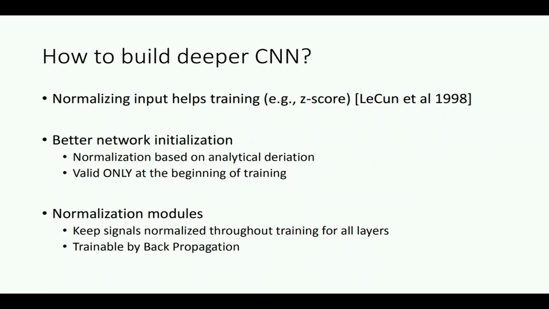For example, by normalizing the input. If you go to a classical machine learning class, people will say that if you normalize by doing a z-score or min-max normalization, it helps learning, right? And then there are two different approaches. One is called network initialization, which Anirudh asked about earlier in the class. And there are also normalization modules that drastically help alleviate the burden when training these deep neural networks.